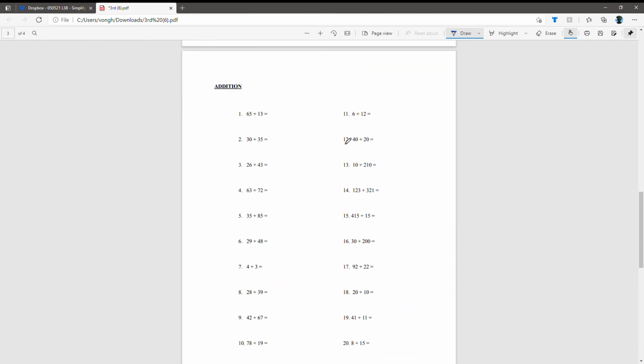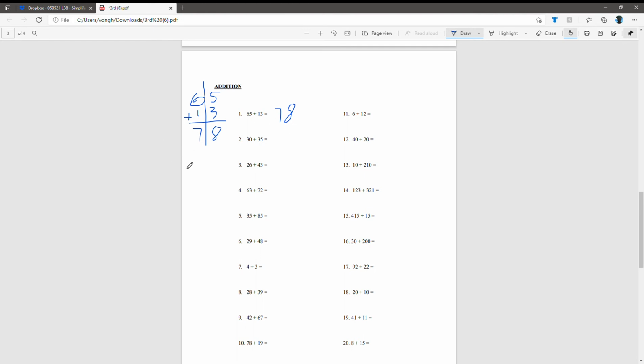Okay, so now we have addition. This is pretty easy too. The first one is 65 plus 13. I recommend writing in a column like this and solving them by columns. First you do 5 plus 3, which gives you 8, and then in the second column you do 6 plus 1, which gives you 7. So the answer here is 78.